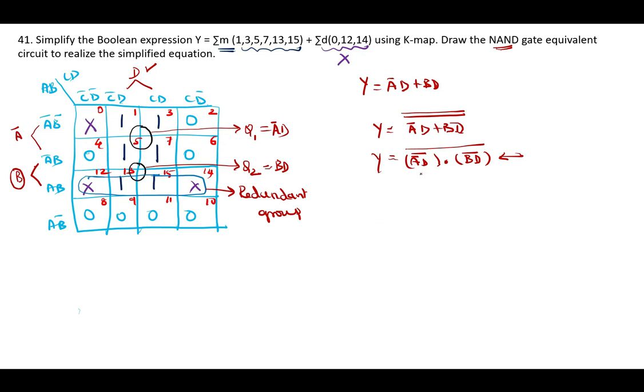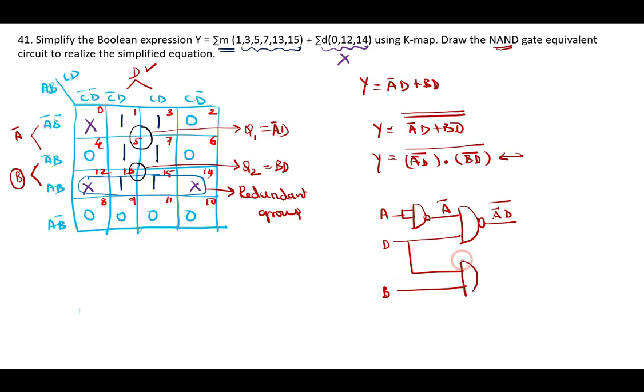So now let me see A. I have to write A bar using only a NAND gate, that is like this. This is A bar. Then D. If I take these two, it becomes A bar D the whole bar. I got the first one. Then the second one is B and D connected to another NAND gate. So this is BD the whole bar.